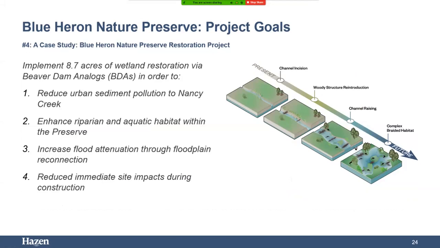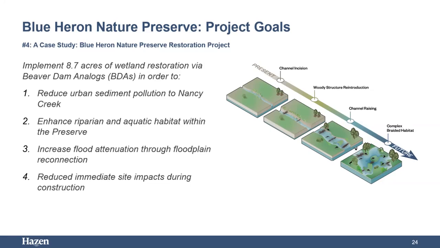So the goal of the project was to effectively increase water quality by reducing sediment into Nancy Creek by pushing those floodwaters onto the floodplain while increasing habitat out on site and providing increased flood attenuation. Like I said, putting the water on the floodplain, because of the geography of this area, can actually act as almost like a bowl and attenuate those significant rain events before discharging into Nancy Creek.